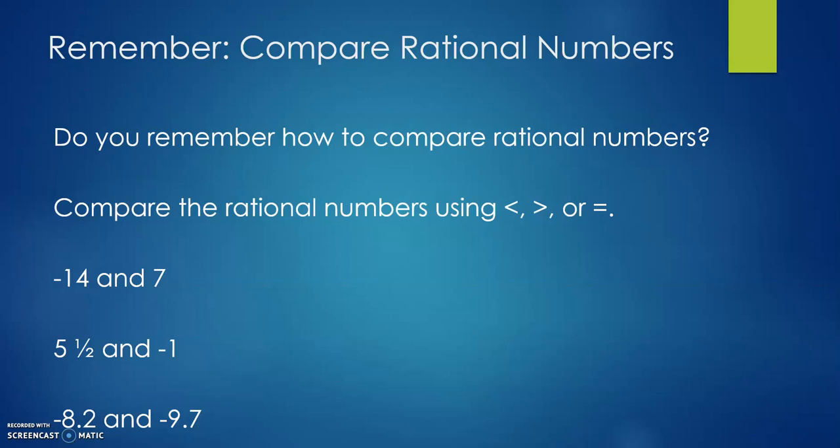So if you look at this first one right here, negative 14 is going to be less than 7 because on a number line, if 0 is in the middle, positive 7 would be over here on the right, and negative 14 would be way down here on the left. But either way, 7 is more to the right on a number line, and the farther right a number is, the greater it is on a number line.